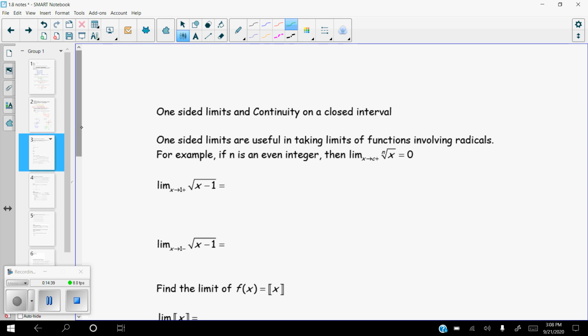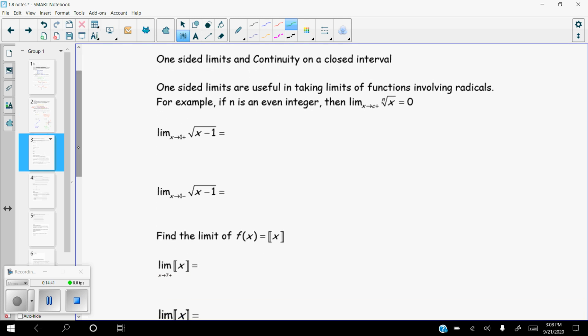We have these things which are one-sided limits, which we have talked about. One-sided limits and continuity on a closed interval. So now we're talking about things where the endpoints are included. And remember, a closed interval is going to look something like this. It's going to have closed brackets, and the endpoints will be included, so like a and b or something like that.